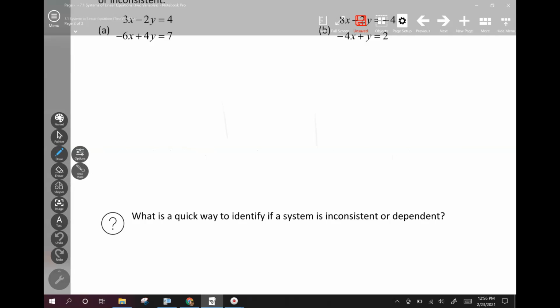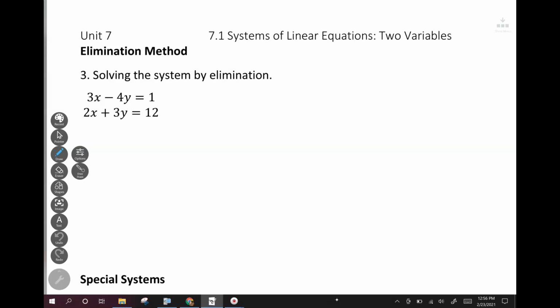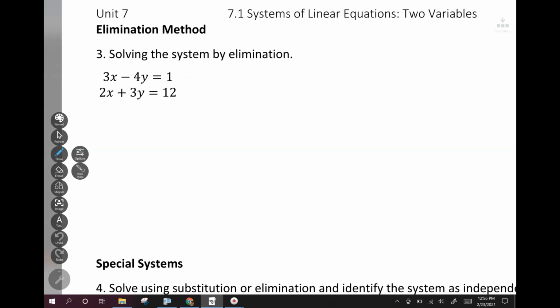There's another method for solving a system of 2 equations algebraically, and that is elimination. For elimination, what you're trying to do is eliminate one of the variables. You do that by multiplying one or both of the equations by a number that will make the coefficients of one of the variables match. So let's just look at it to see how it works.